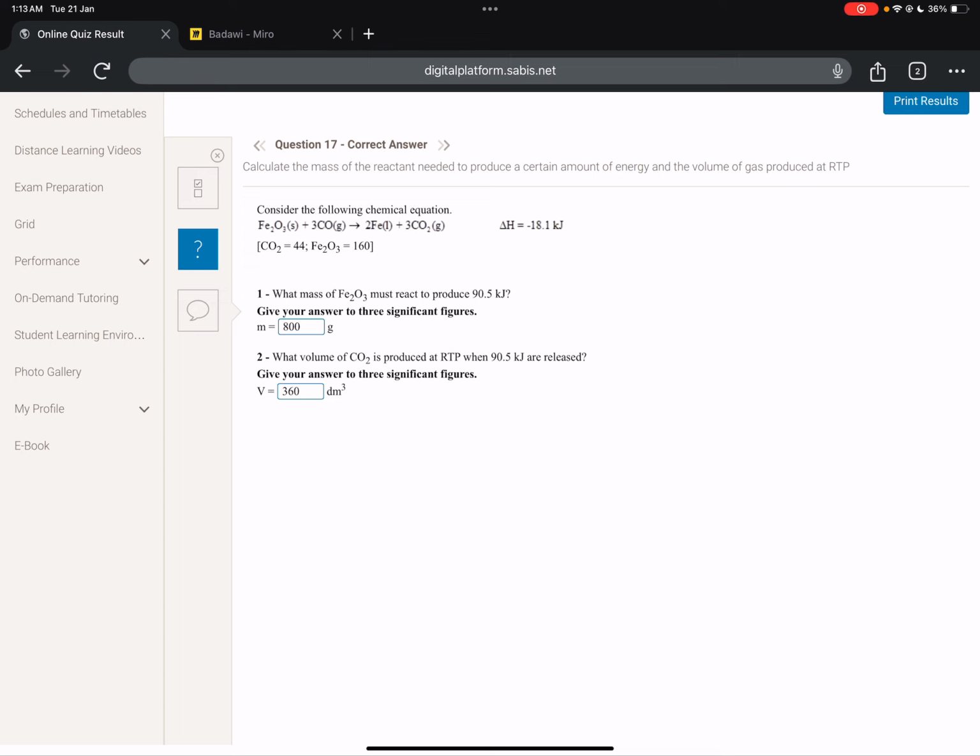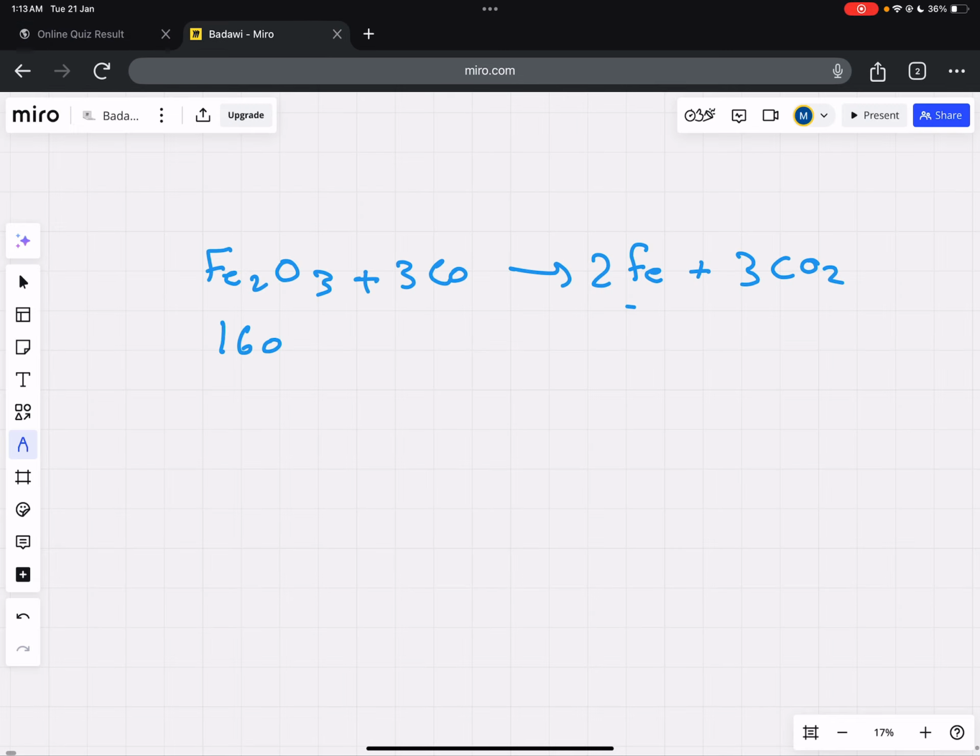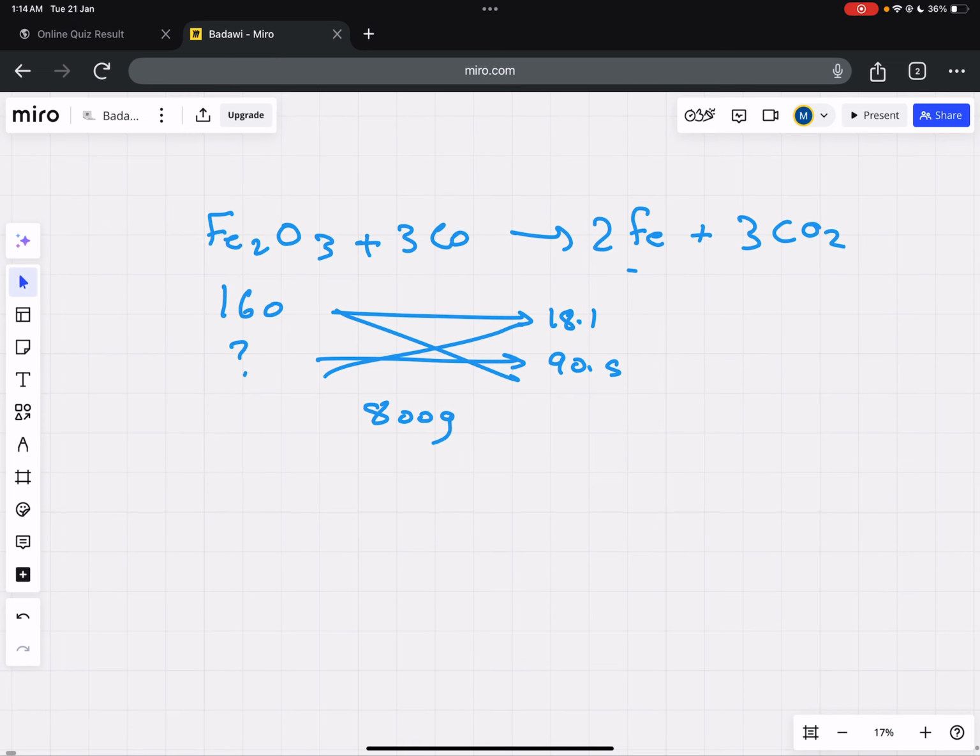Now, I already know I'm producing 18.1 kilojoules. And what is the mass? It's going to be 160. It's given already. So I will write 160 giving 18.1. So how much I need to release? 90.5. Again, cross multiply. My answer will be 800 grams. This is for part 1.